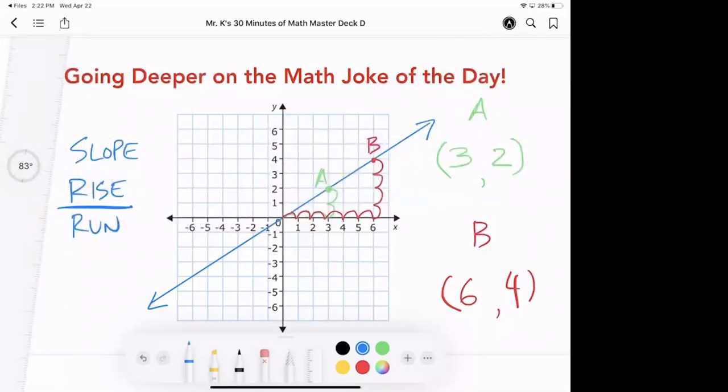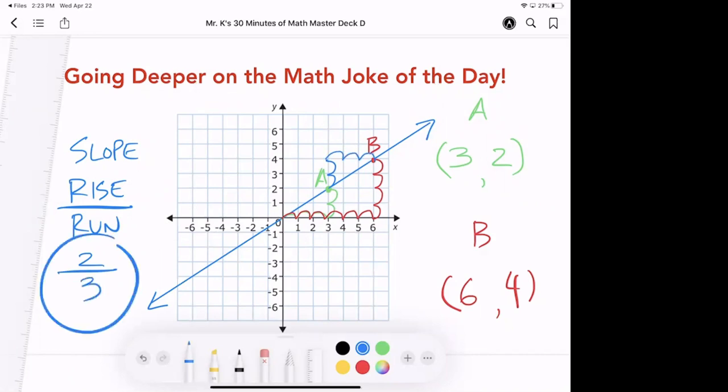All right, so rise over run. So let's see, and I'm gonna do this using blue. So if we start at A, how much do we rise to get to B? 1, 2. So that's our rise. And our run, how much does it take to get to B? 1, 2, 3. So the slope of that line is 2/3.